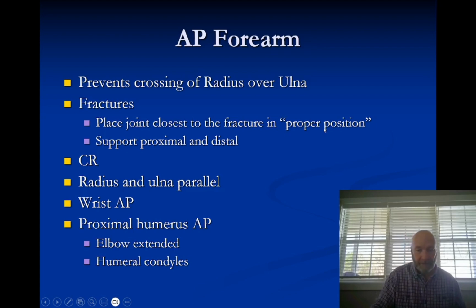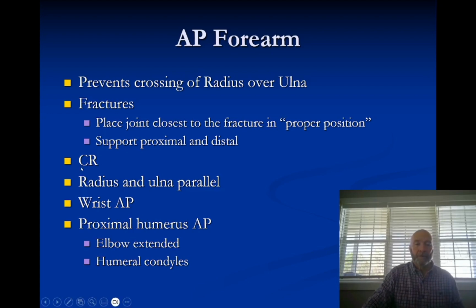Now, what I mean by that is that if the patient has a fracture and they can't supinate, then let's say if our fracture is on the proximal end, we'll want to at least get the arm extended as much as possible. And if they can't supinate, that's going to be okay. And try to get the joint that's closest to the fracture in the most proper position that you can put it.